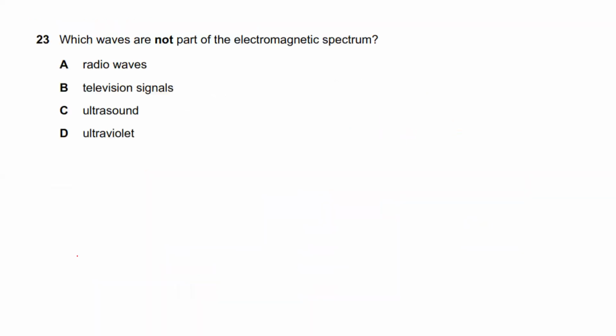Next question, question number 23, it says which waves are not part of the electromagnetic spectrum? Radio waves, yes. Television signal, UHF signals, yes, they are electromagnetic waves. Ultrasound, so ultrasound are longitudinal waves, so they are not part of the electromagnetic spectrum. Ultraviolet, UV rays are again part of the electromagnetic spectrum. So answer C is the right choice we have.